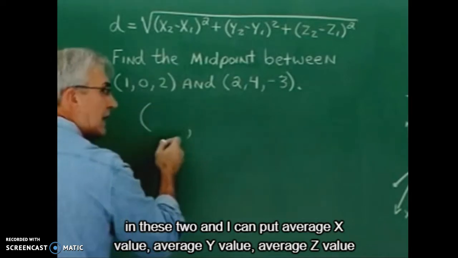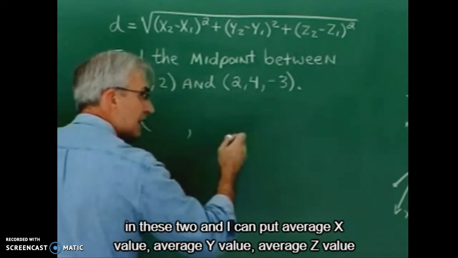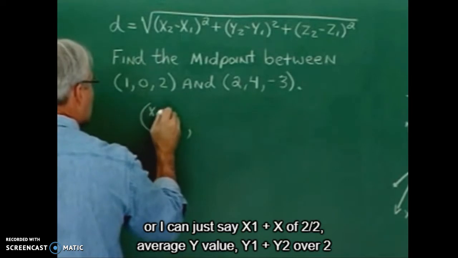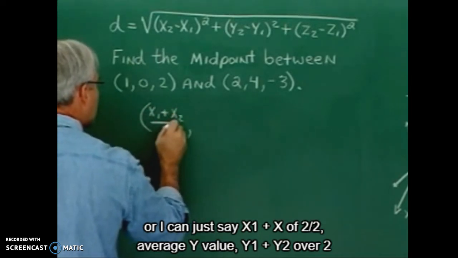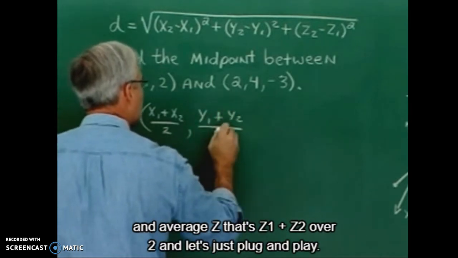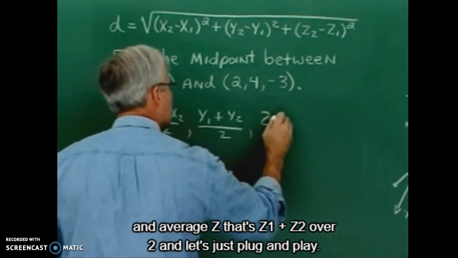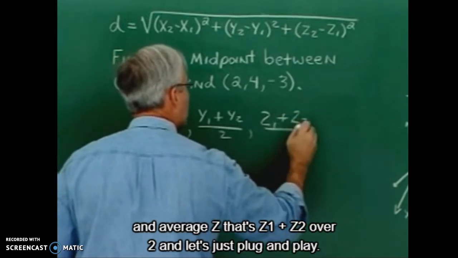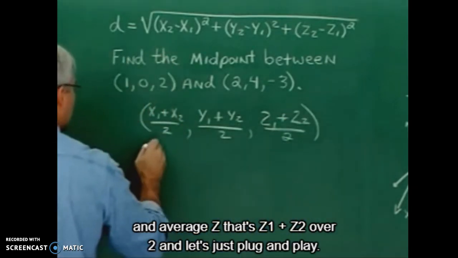And I can put average x value, average y value, average z value, or I can just say x sub 1 plus x sub 2 over 2. Average y value, y sub 1 plus y sub 2 over 2. And average z, that's z sub 1 plus z sub 2 over 2. And let's just plug and play.